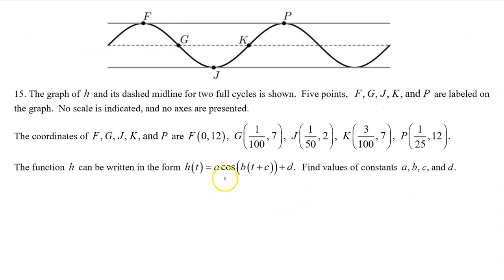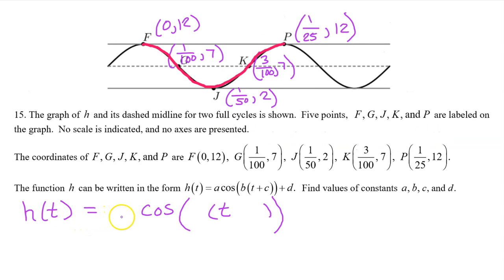Number 15 is another cosine model with new input-output pairs. I'm going to build my cosine function using this period of h, which looks identical to the parent function. That way the amplitude will match the a value. The amplitude is always the maximum value minus the middle value. 12 minus 7 is 5, so that's the amplitude and the a value.